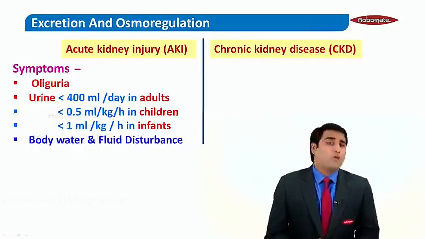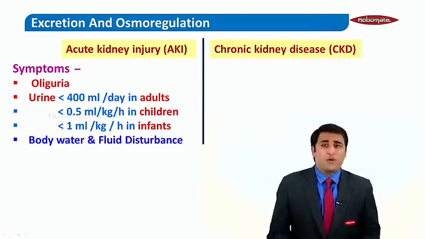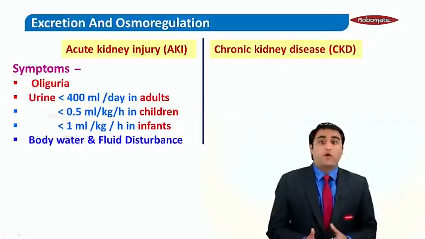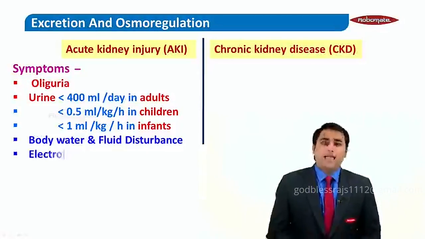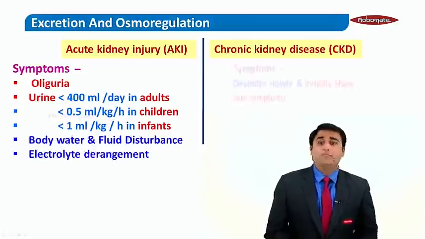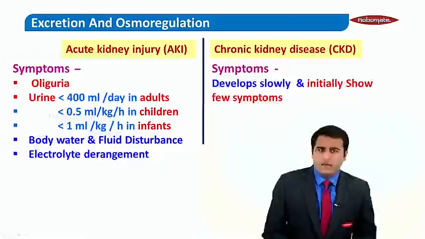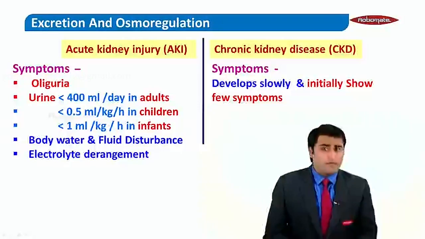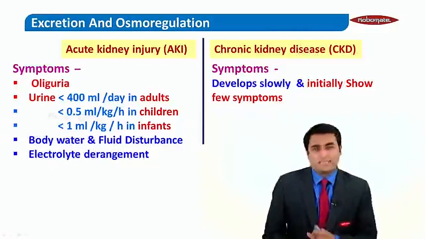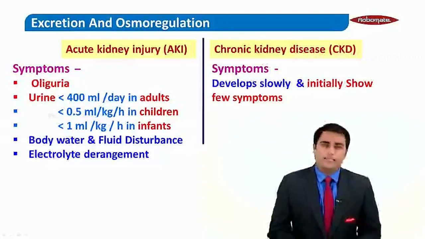And what are the other symptoms? There is a lot of body water and fluid disturbance. Since there is very reduced urine formation, there is a lot of fluid overload inside the body. So there would be a lot of swelling seen over the body, as well as electrolyte derangement. But in chronic disease, as the disease itself develops at a very slow rate, the symptoms are much fewer compared to acute kidney injury.